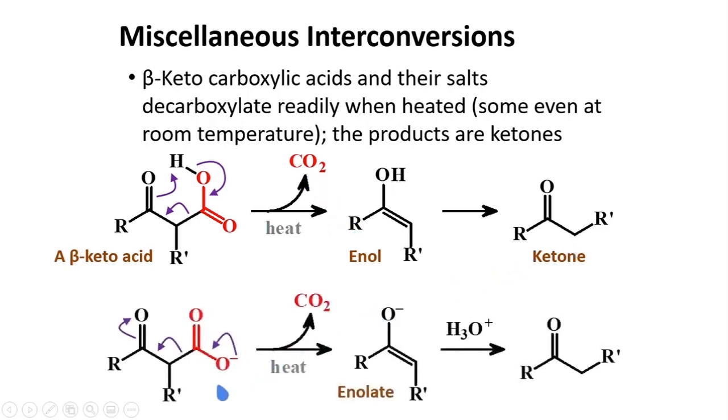Similarly, if you use the carboxylate, it will readily form the carbon dioxide. This bond will break. You will form your enolate and the carbon dioxide. Acidification will give you the ketone.